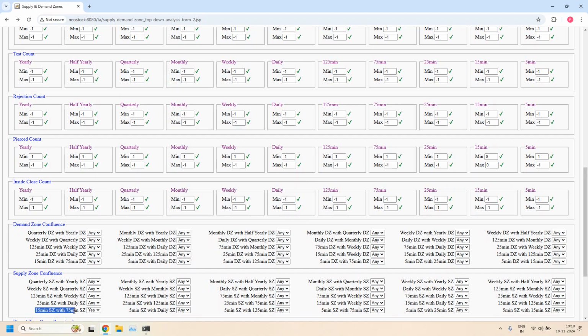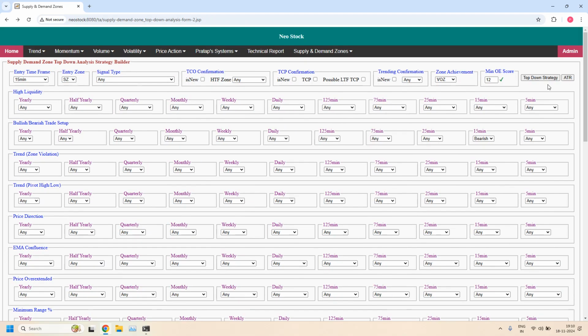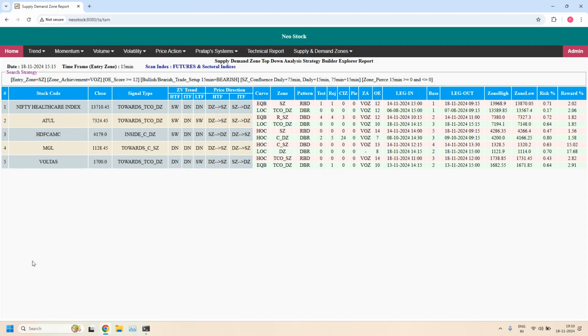First filter, 15 minutes with 75 minutes supply zone confluence is enabled. Second filter, 15 minute supply zone with daily supply zone confluence. Third filter, 75 minute supply zone with daily supply zone confluence. All three filters are enabled. With these three filters we got 5 stocks.